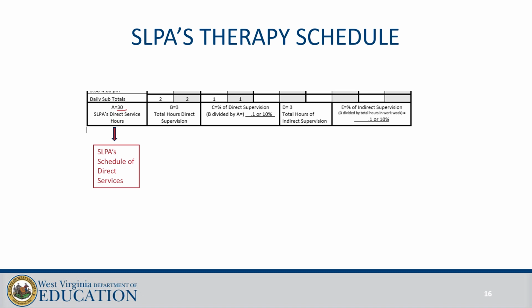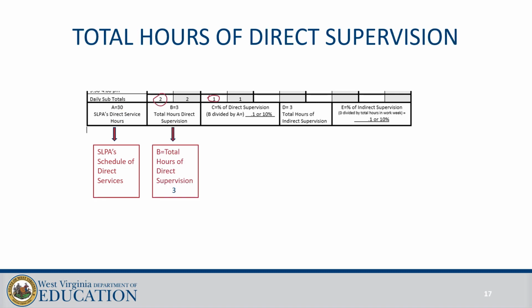You begin with the SLPA's typical therapy schedule. This number will not change much over the school year once the schedule is established. In our formula, this is called A. You add up the amount of hours spent in direct therapy per week. Next, you add up the subtotals of direct supervision, the numbers at the bottom of all of the light or unshaded columns. This is B.